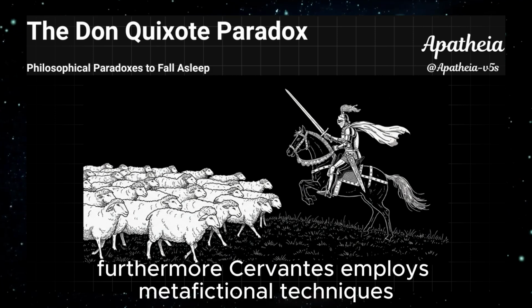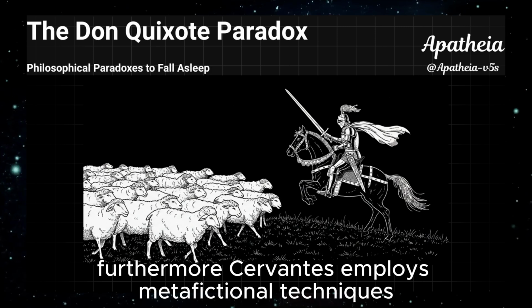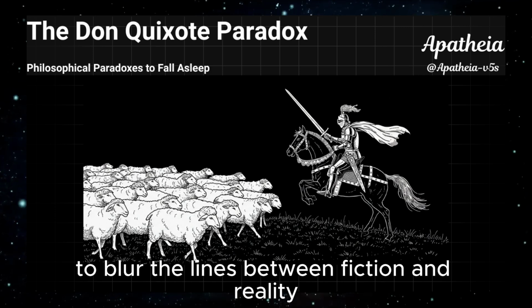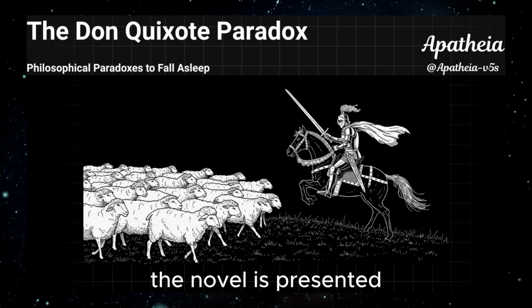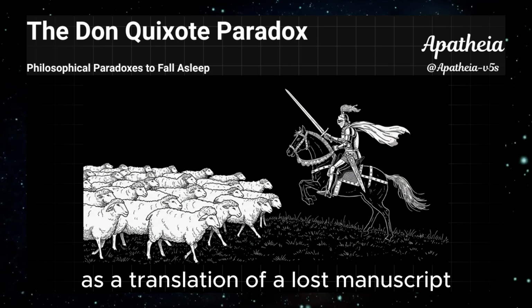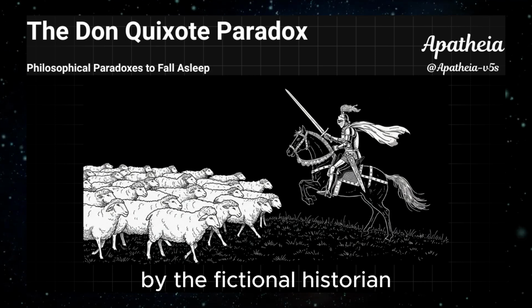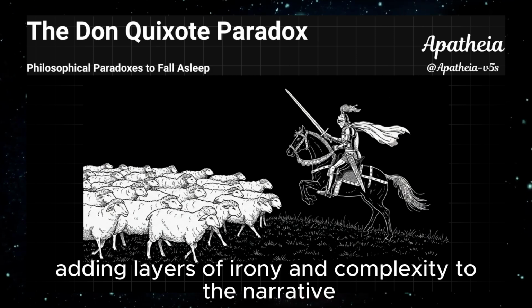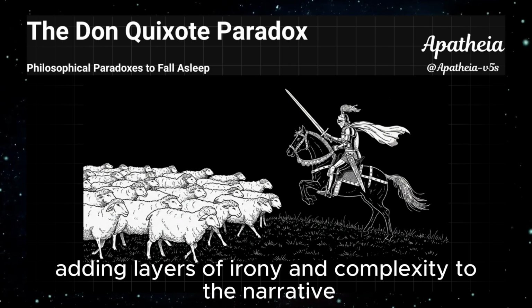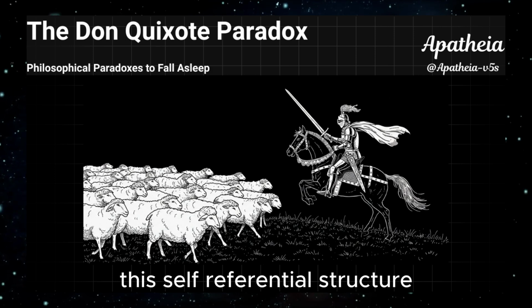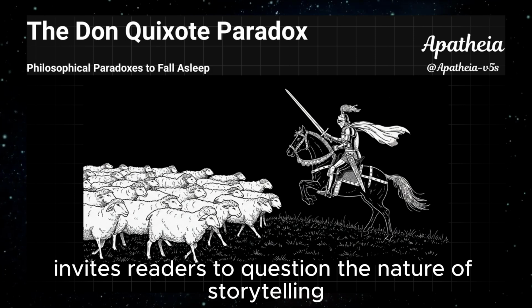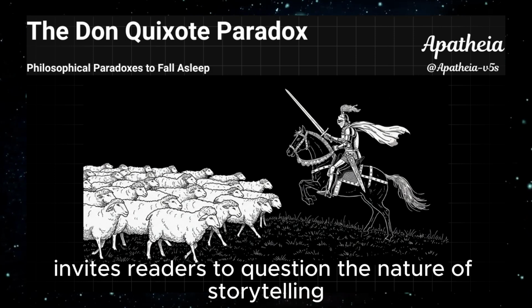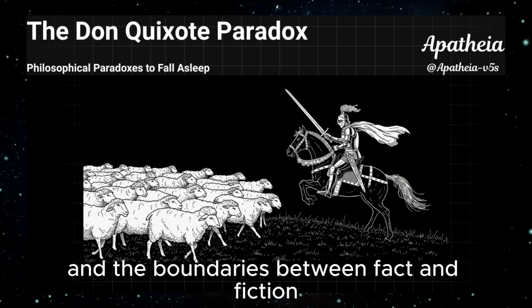Furthermore, Cervantes employs metafictional techniques to blur the lines between fiction and reality. The novel is presented as a translation of a lost manuscript by the fictional historian Cide Hamete Benengeli, adding layers of irony and complexity to the narrative. This self-referential structure invites readers to question the nature of storytelling and the boundaries between fact and fiction.